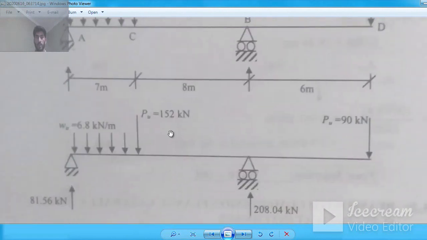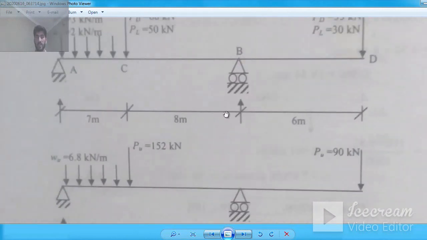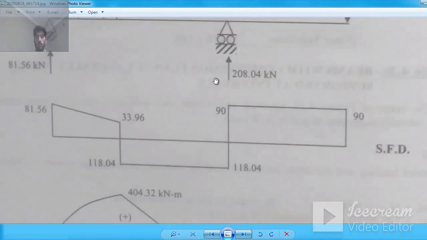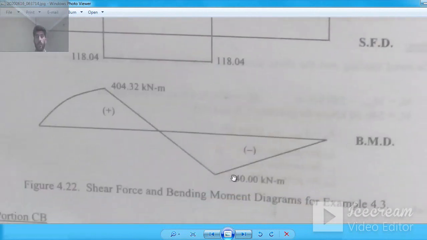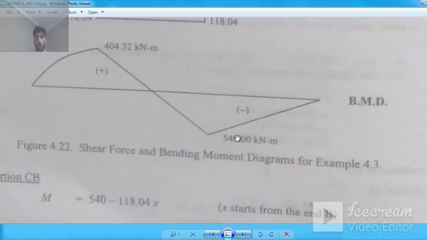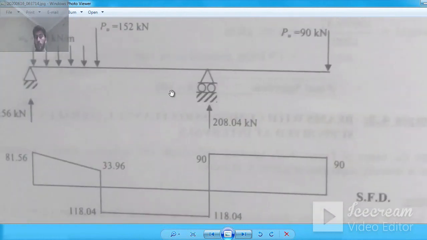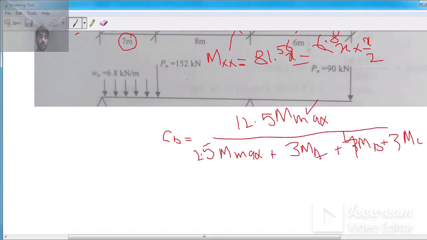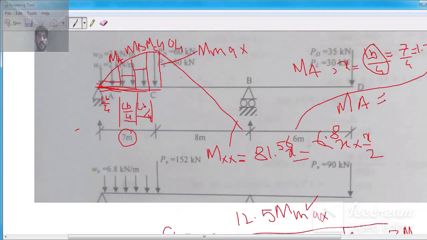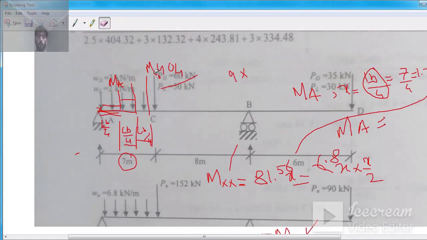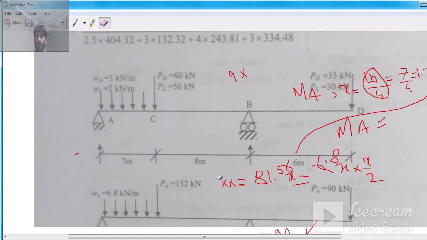Now in CB, you know the maximum moment is now 540. Then again we have to write down an equation, because that equation didn't work in this portion, because we don't consider a point load. Remember, we don't consider point load in that equation. So if you want to make that equation eligible, you have to consider this moment, let me show you.